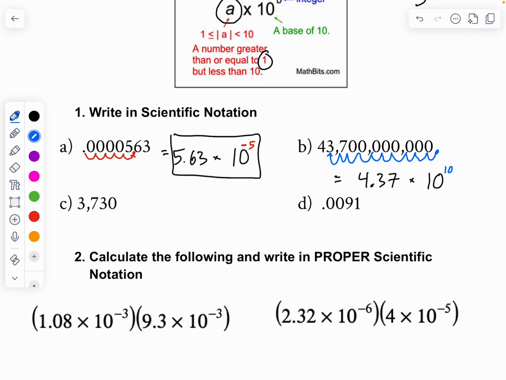So letter C, here we go. The decimal always starts here. If there is no decimal, it's at the very end. And we're going to need to move how many decimal places to the left? 1, 2, 3. So we're going to write down 3.73. Yeah, you could write a 0 if you want to, but we usually get rid of them. Times 10 to the power of 3, because I moved over 3 decimal places.